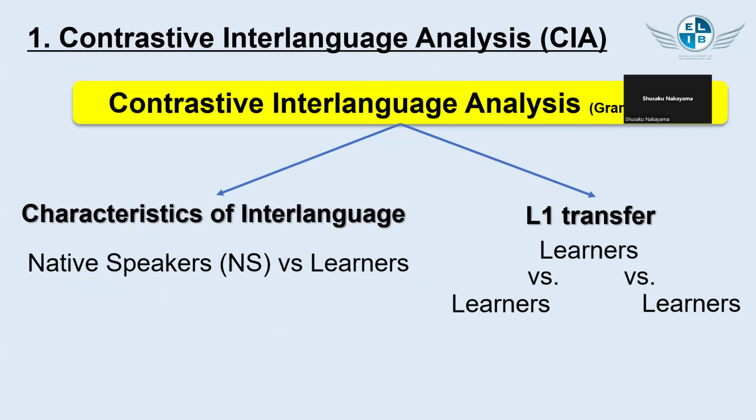Let me begin with the explanation of contrastive interlanguage analysis. Contrastive interlanguage analysis, CIA, was introduced by Granger in 1996 as a methodological framework for exploring interlanguage. CIA has two variations in its analytical ways: a comparison of different interlanguages of the same language, as on the right side, and a comparison of interlanguages and the native speaker language varieties, as on the left side.